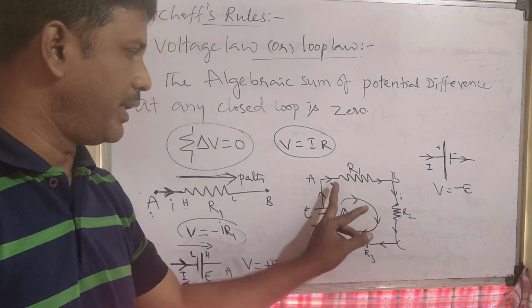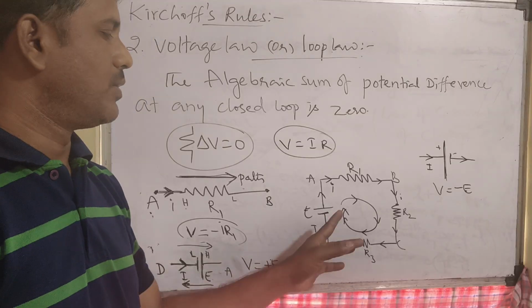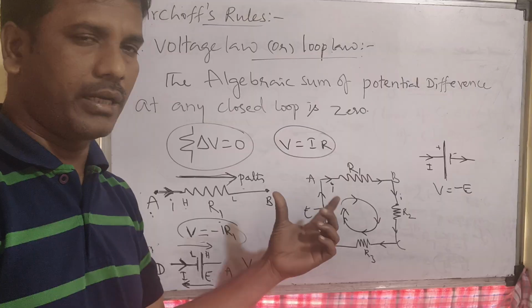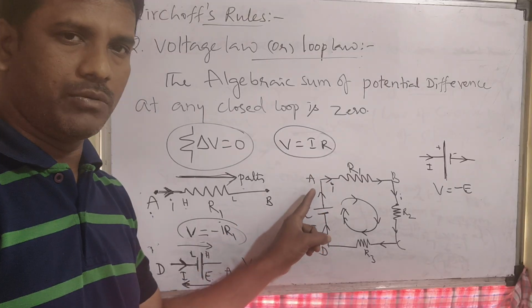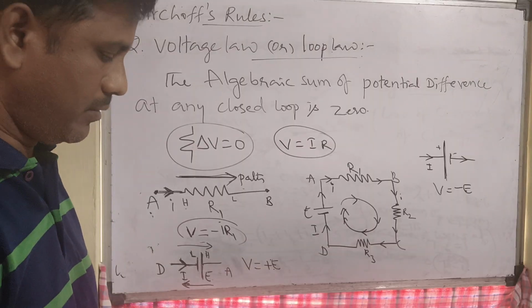Path is D to A. It is positive, that's why positive. It is not correct. So path does not matter. Here only current direction we should consider. Current passes from negative to positive or positive to negative. That is the only important thing. Clear? Right.